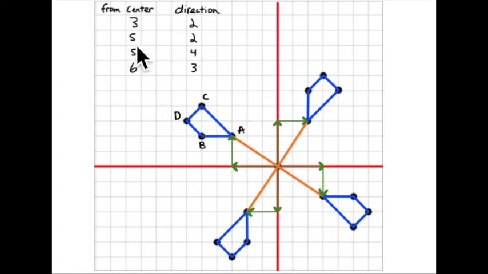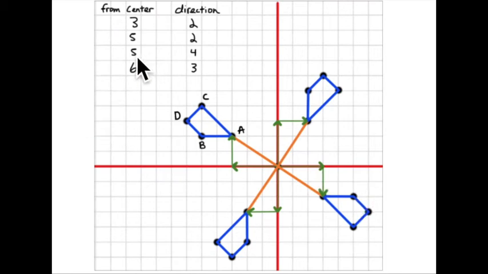Alright, so if you look at B, B is 5 units from the center of rotation and 2 units in the direction of rotation. So it's 1, 2, 3, 4, 5, then 1, 2.